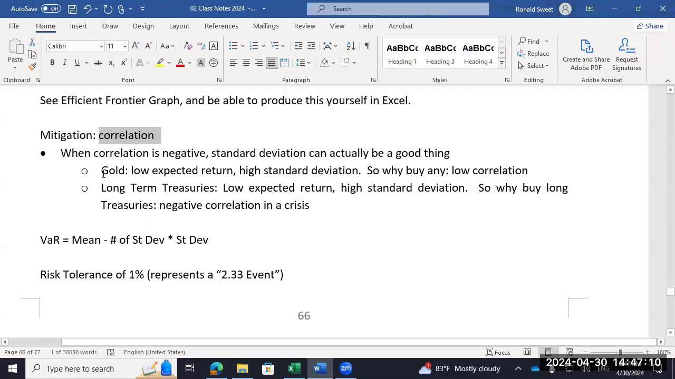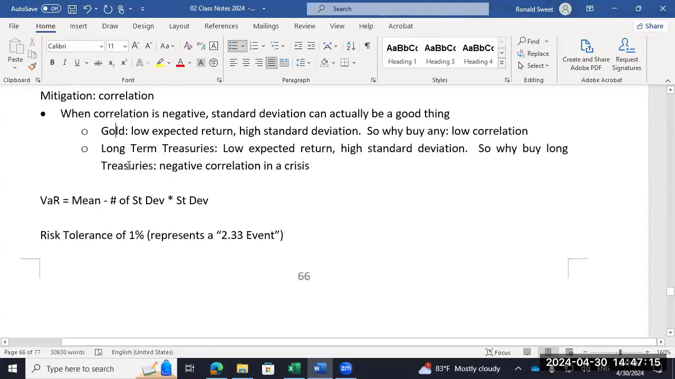So what's a good asset that can help you in a crisis? Well, gold. Gold tends to do well in a crisis because people want something that's a real asset that they can store away under the mattress and protect them. Has a low correlation. How did it do in 2022 when the markets crashed? Did terrible. So it didn't work.